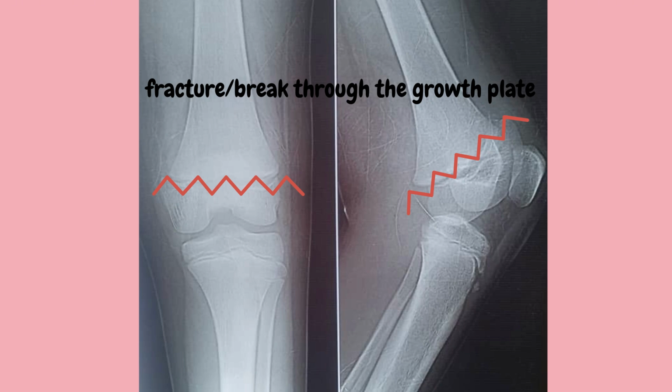As we discussed in the previous video, growth plates are those soft areas of cartilage at the end of long bones in children's bones. Because they're softer, they're more prone to fractures. A growth plate fracture occurs when there's a break or crack in the bone that extends or goes through the growth plate. Since the growth plate is responsible for the bone's growth, any injury to it can potentially affect the growth of the bone over time. So what are the causes of growth plate fractures?